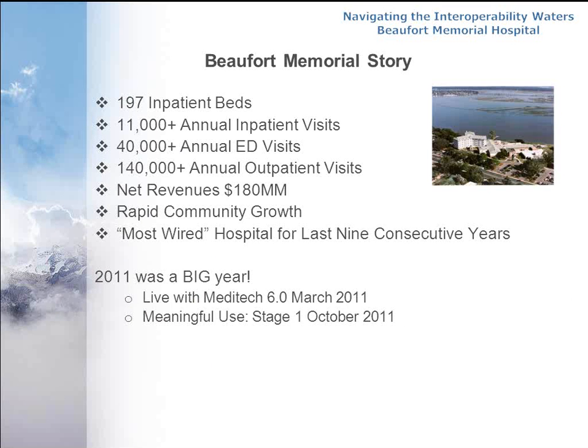Rapid community growth, and a lot of things in this area. It's a great retirement community, and even with the decline in the economy, we're still growing year over year from our population and the patients that we serve. And we've done a lot of really cool things with technology over the years, and I think for all the right reasons, but I've been a most wired hospital for the last 9 years in a row. The last couple of years have been pretty big for us, so we went through the process of migrating from Magic to 6.0, and I'll talk to that in just a moment. Because of doing that and getting that out of the way, we were able to test for meaningful use last year also.